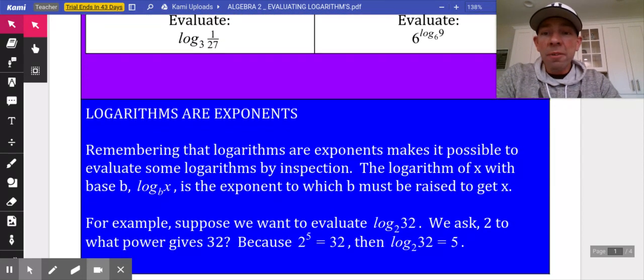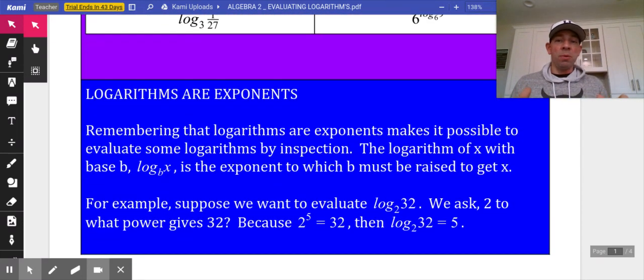And so, okay, remember, logarithms are just exponents, right? Remembering that logarithms are exponents makes it possible to evaluate some logs just by looking at them, by inspection. The logarithm of x. And this sentence is a little tricky. It might be worth rereading a second or third time.